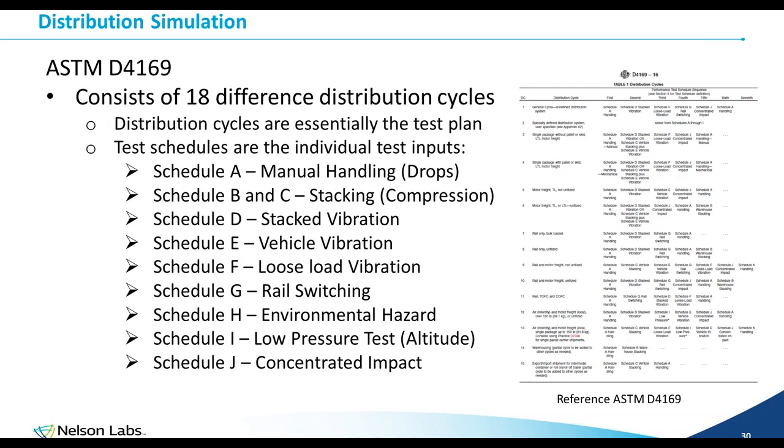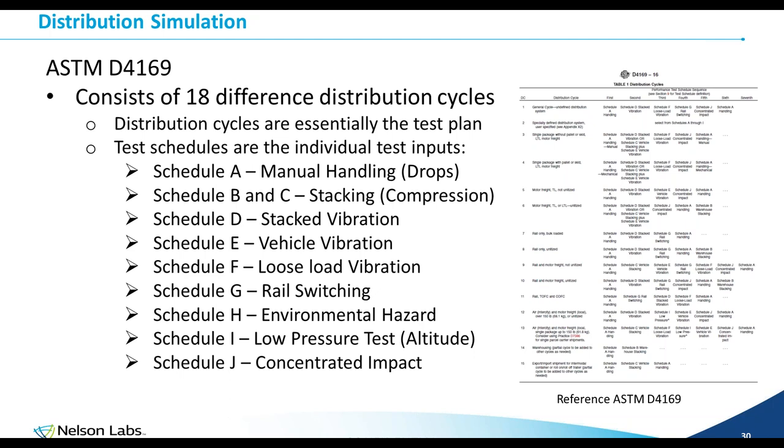Here's an example of an ASTM D4169 test. I know this is a little bit of an eye chart, and on the next one it will be a little more clear. ASTM D4169 consists of 18 different distribution cycles. These distribution cycles are test plans, and depending on the mode of transportation, the test plans vary. For example, if you're shipping by truck only, there's a test plan. If you're shipping truck and air, there's a different test plan. If you're shipping pallets less than a truckload, there's a different test plan. But they all consist of the schedules that are listed here on the slide.